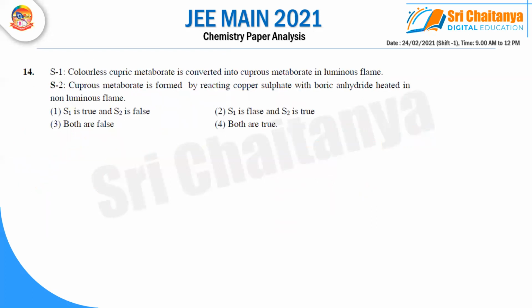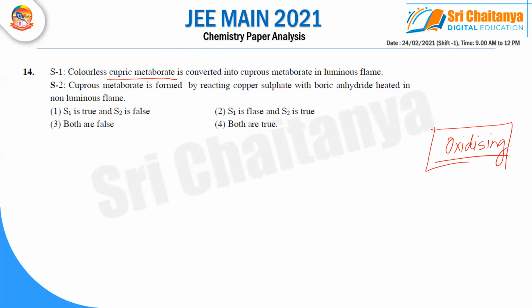Next, we have: colorless cupric metaborate is converted to a cuprous metaborate in luminous flame. Now, see, 2 statements are given here. The first statement is incorrect. I'm considering oxidizing flame. See, if nothing is mentioned, we should talk about oxidizing flame. Now, I know a fact that cupric metaborate is blue in cold condition under an oxidizing flame, and it is green when it is hot under an oxidizing flame. But if I talk about reducing flame, then cupric metaborate is opaque and colorless. But since nothing is mentioned, I will go by oxidizing flame.